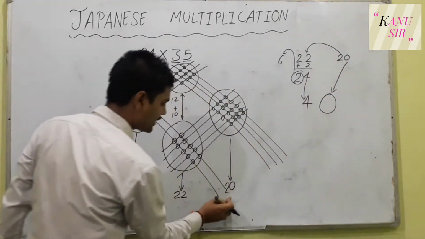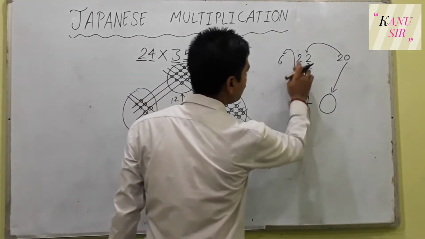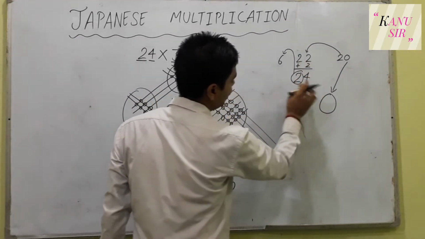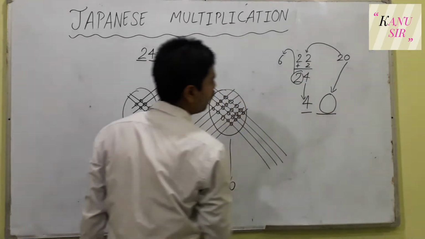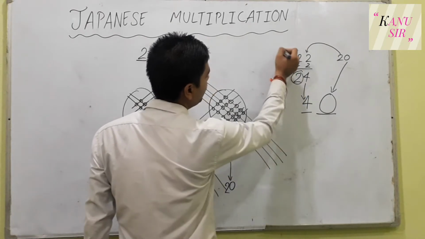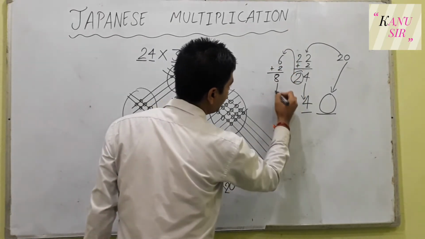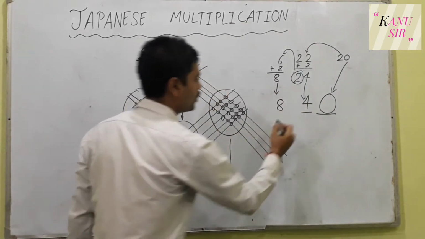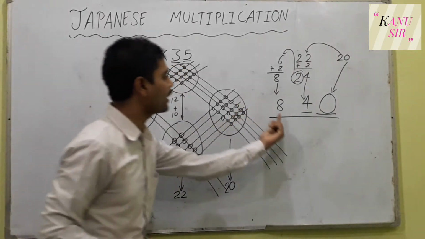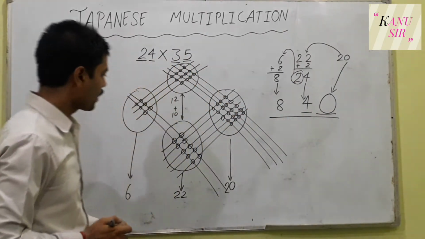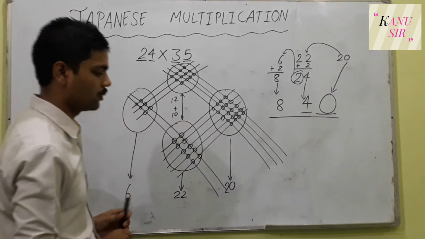And the rest tens will go to the area of tens. So 22 plus 4, you will get 24, and you will get 4 in the tens place and 0 in the ones place, and 2 will be added to the 6 and you will get 8 here. So you will get 8 in the hundreds place. So the total product of 24 times 35 is 840. And similarly you can do 3 by 3 multiplication also.